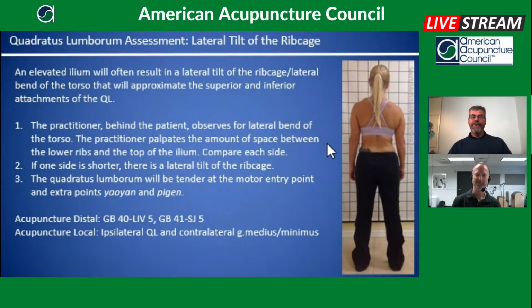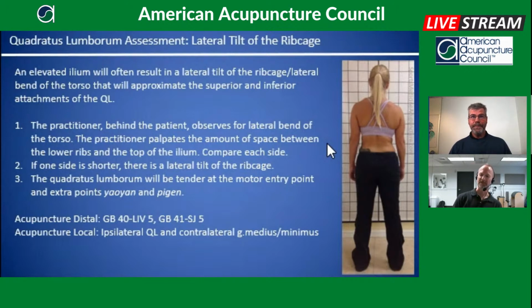Usually with the love handle, so to speak, you'll see a difference between right and left sides, and more of an accumulation of tissue when there's an elevated ilium and a lateral tilt of the rib cage. So in that case, you've got the T12, this 12th rib is now going to be coming down, which means shortening of pretty much all of the fibers of the quadratus lumborum, I would think, making Pigen tender to palpation, and also Yaoyan tender to palpation, as well as the motor entry point. Let's go to the next slide.